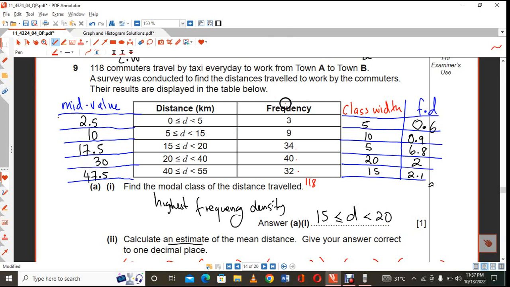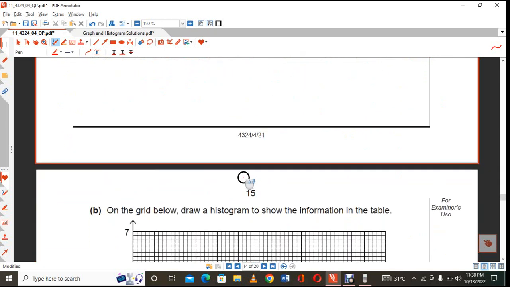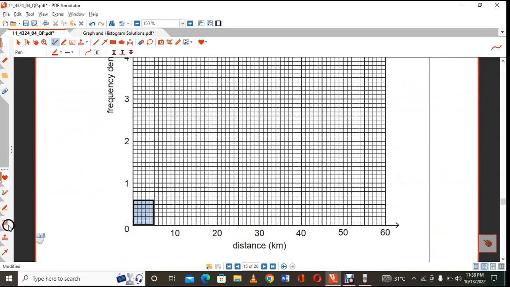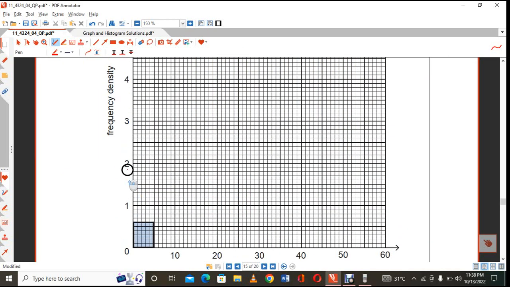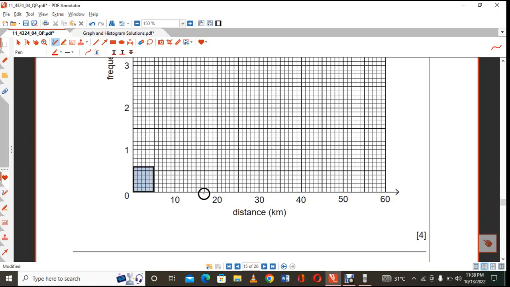I'm also going to use the frequency density because in the next part we are given the graph, and we are asked to complete the graph, because they did the first one here. Now, if you look here, the frequency density is on the y-axis, and the distance in kilometers is here, no problem.